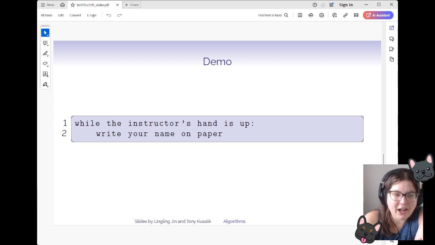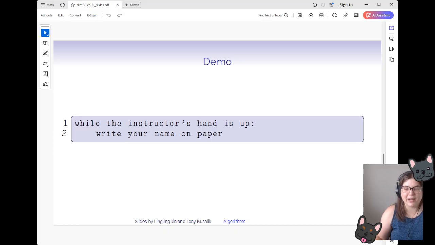So we have this algorithm here, and it says, while the instructor's hand is up, write your name on a piece of paper. I'm going to say, instead of a piece of paper, if you don't have one, you could also open up a word pad and just write your name in there on a new line every single time. So we're going to try doing this, and we'll see how far we get. So are we ready? 3, 2, 1.